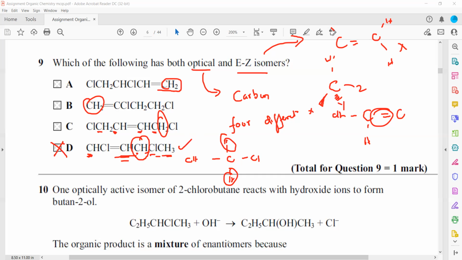If you want to check for an optical isomer, four different groups must be attached. If you want to check for a geometrical isomer, there should be a carbon-carbon double bond and different groups should be attached to the carbon atoms.